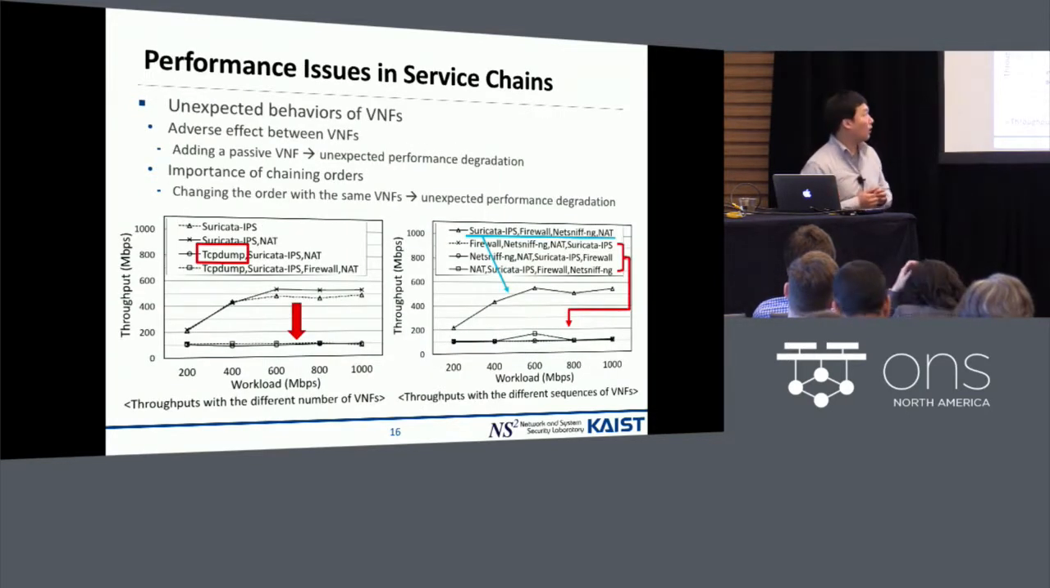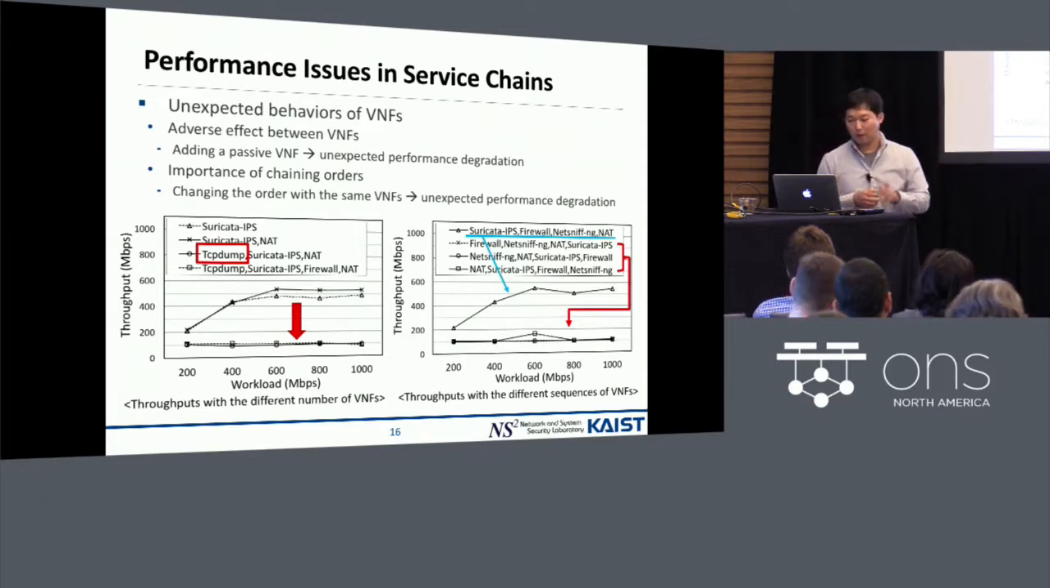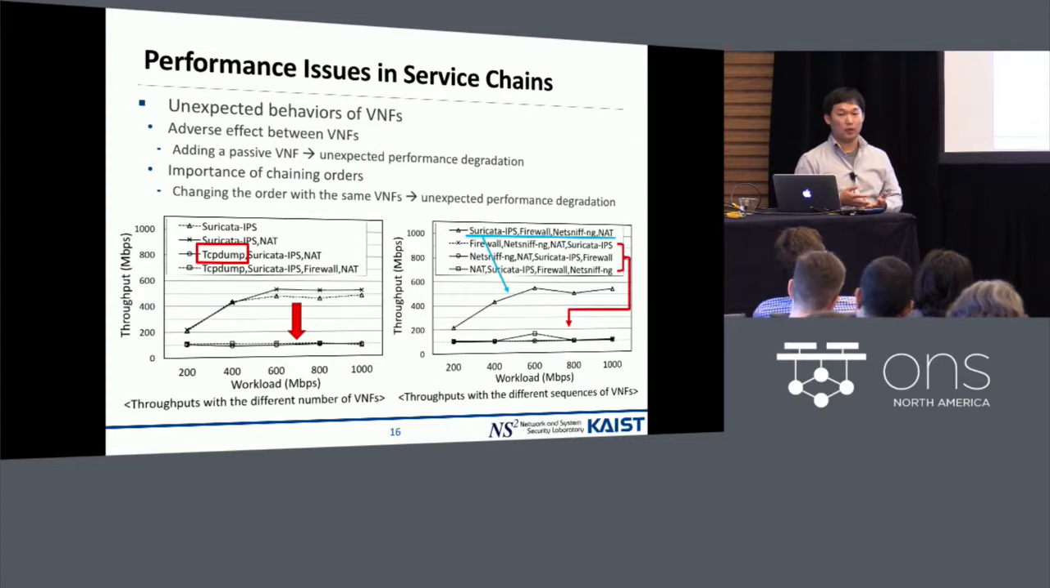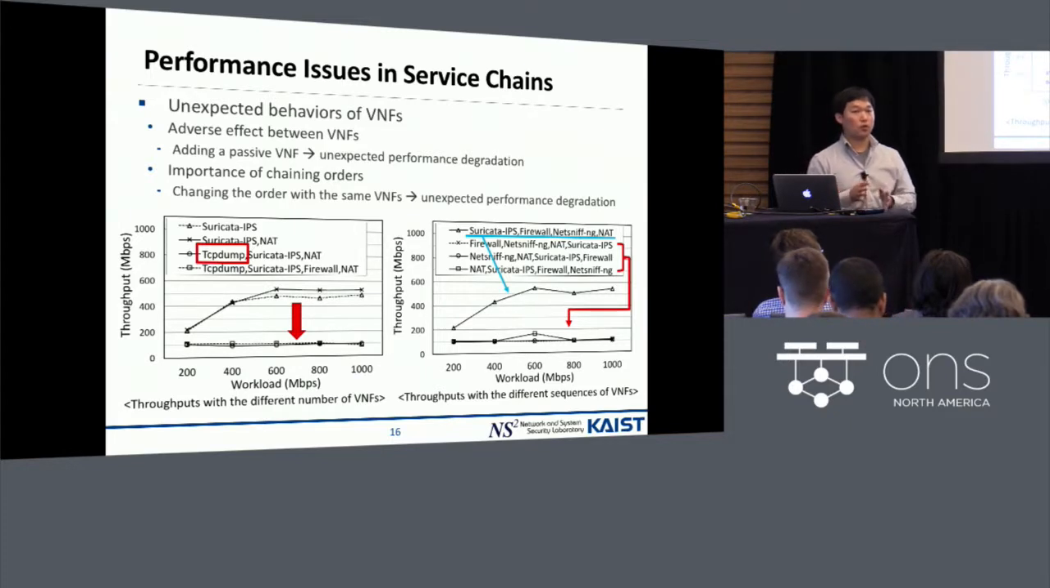And now I'd like to explain the cases that I showed as motivating examples. The first one was the case that when we add a new VNF, the overall performance unexpectedly dropped. And the second one was that when we changed the order of VNFs, the overall performance also unexpectedly dropped. So now let's first talk about the left side.